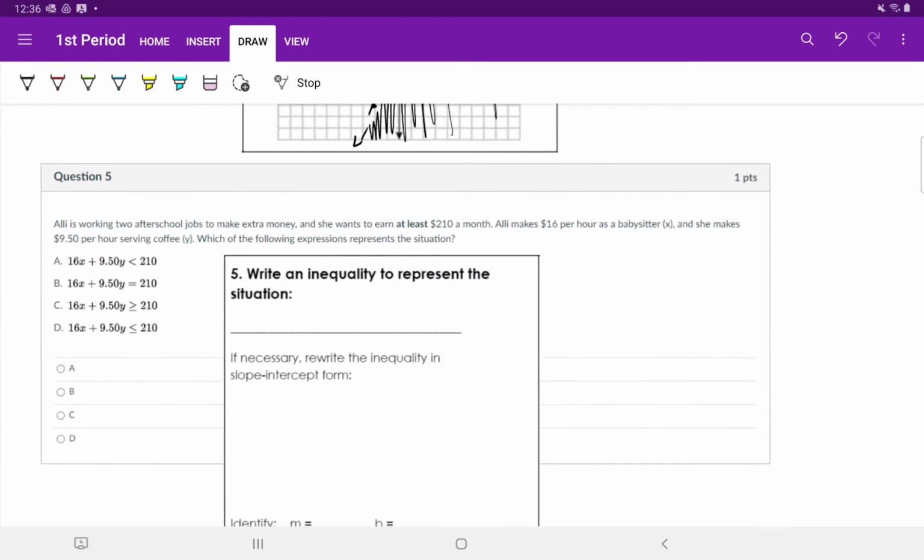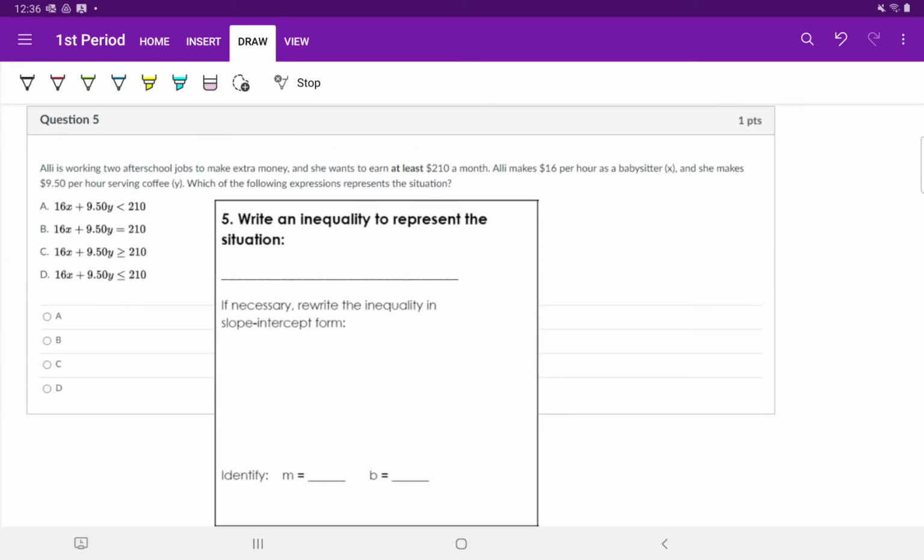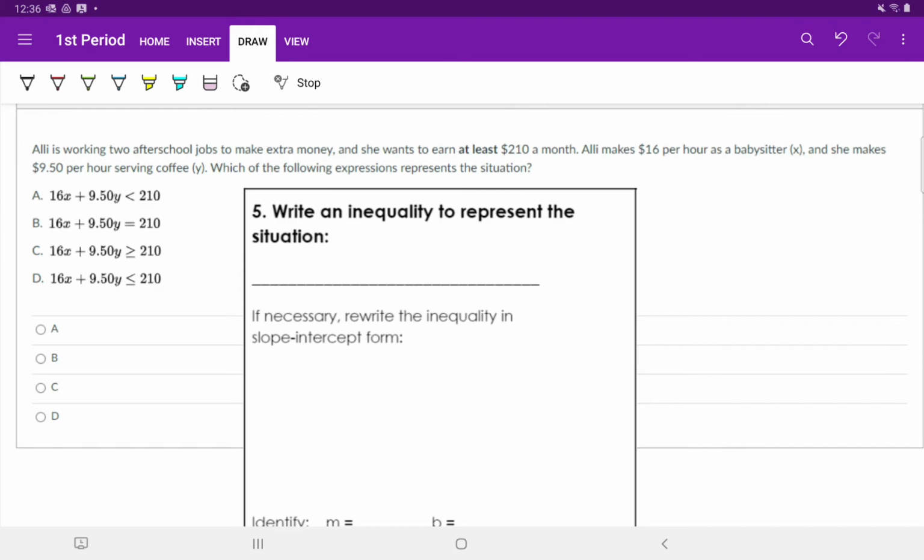Okay, so question 5. We're almost halfway done. Question 5 is a word problem, but there's very little we actually have to do here. Allie is working 2 after-school jobs to make extra money, and she wants to earn at least $210 a month. She makes $16 an hour as a babysitter, and she makes $9.50 an hour as a server serving coffee. Which of the following expressions represents the situation?